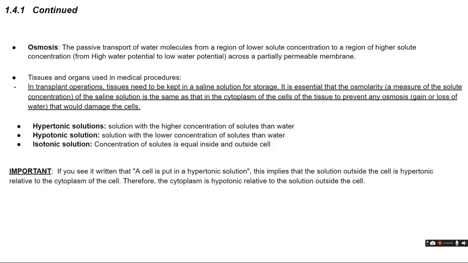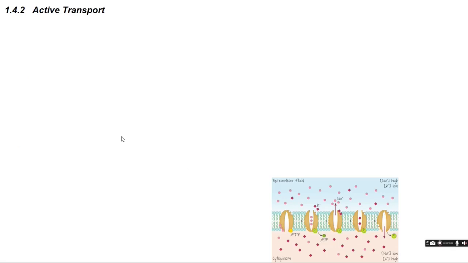This is important and confusing as well. If you see on a test that a cell is put in a hypertonic solution, this implies that the solution outside the cell is hypertonic, which also means that the cell inside would be hypotonic relative to the solution outside. And then active transport.